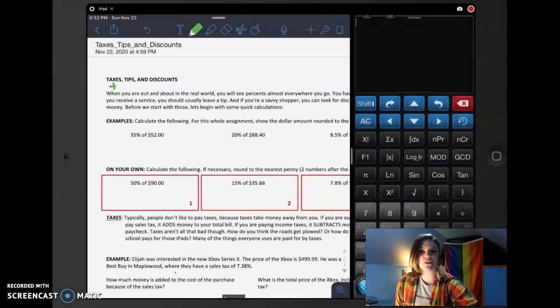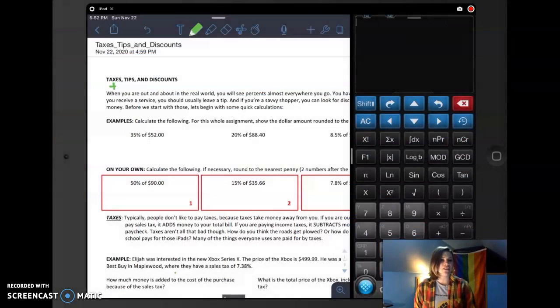We're going to be talking about one of the most real life topics that we talk about in math this year, which is taxes, tips, and discounts. We've been talking about percents a lot in the last week or so. And so this is where we really see the idea of percents being placed on something that you probably do every day.